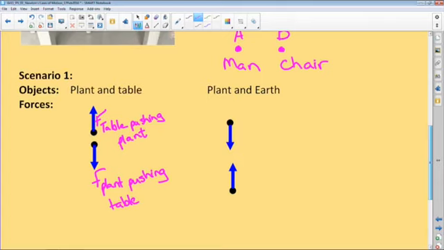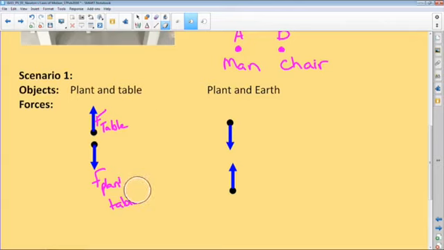So what I'm going to do, because this looks a little bit messy, I've just left it as the force of the table and the force of the plant. But we have another thing to think about here. What is causing the plant to sit on the table? And that is gravity. So in other words, it is the earth pulling the plant.